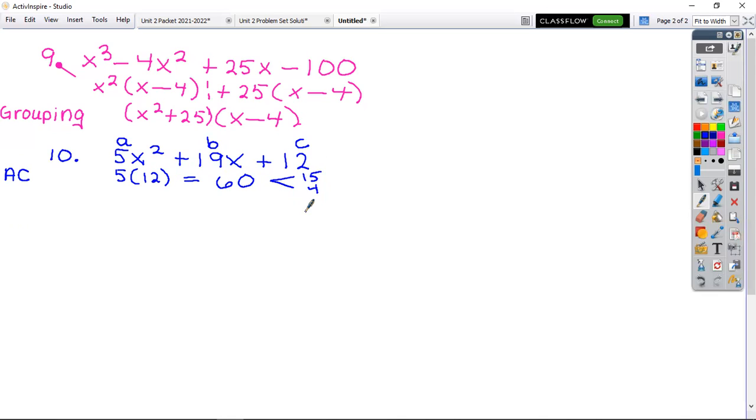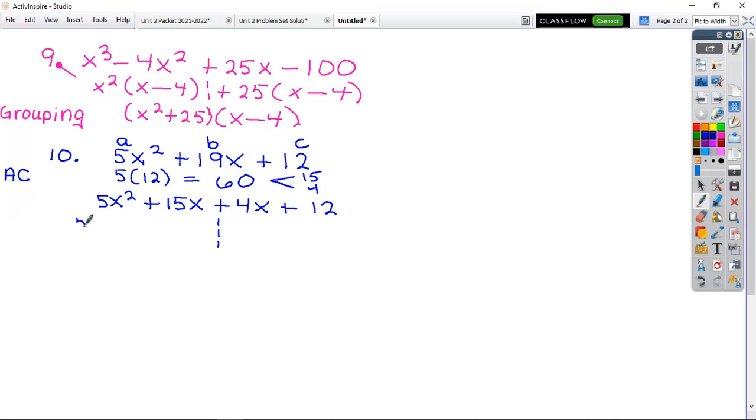So now I'm going to continue. And I'm going to go 5x squared plus 15x plus the 4x. And again, you're allowed to do that because it still adds to the 19 that was in the middle. Once you're at this step, you're doing the same exact thing we did in number 9. So you're doing grouping. So right down the middle.